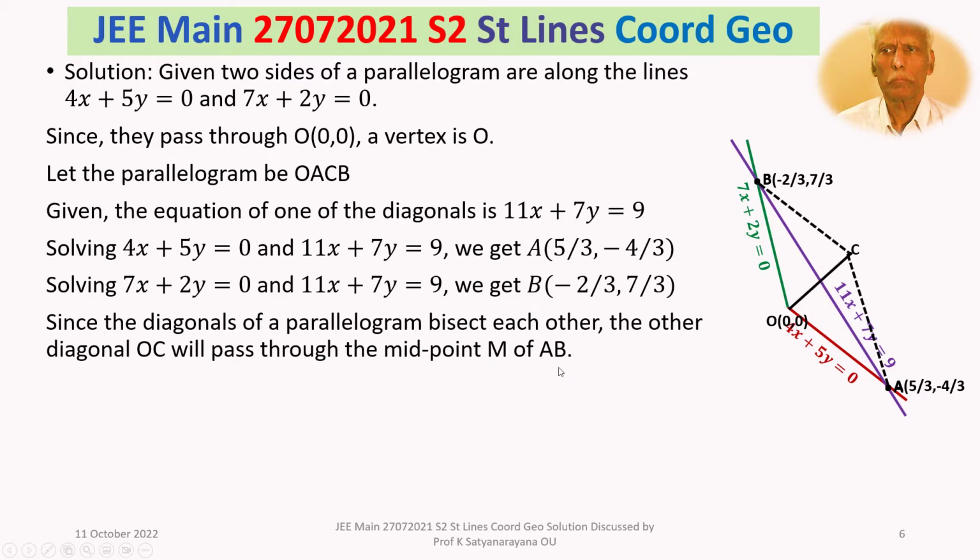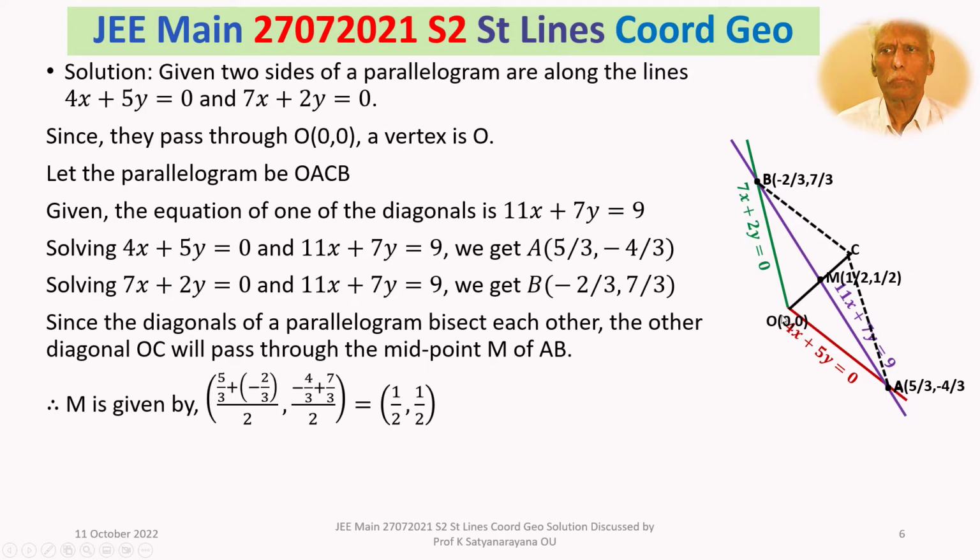So what are the coordinates of M? To find the coordinates of M, the midpoint of the line joining B and A, you apply the formula: the sum of the abscissas by 2, the sum of the ordinates by 2. So M is given by (5/3 + (-2/3))/2, and similarly the sum of ordinates (-4/3 + 7/3)/2, and on simplification we get (1/2, 1/2). That is the coordinates of M.